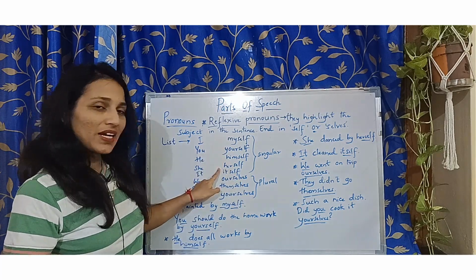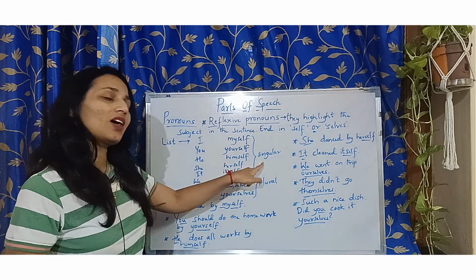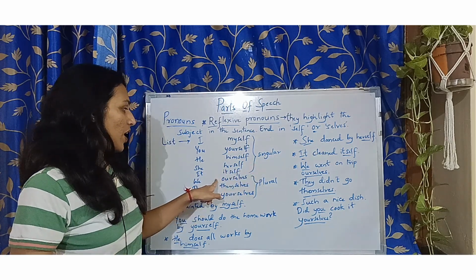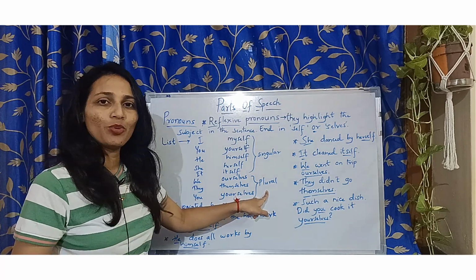Now, I said self for singular, selves for plural. Look at this one. Myself, yourself, himself, herself, itself, they all come in singulars. Ourselves, themselves, yourselves, they all come under plural.